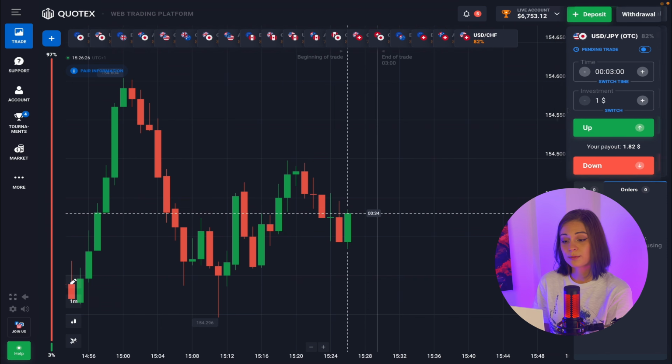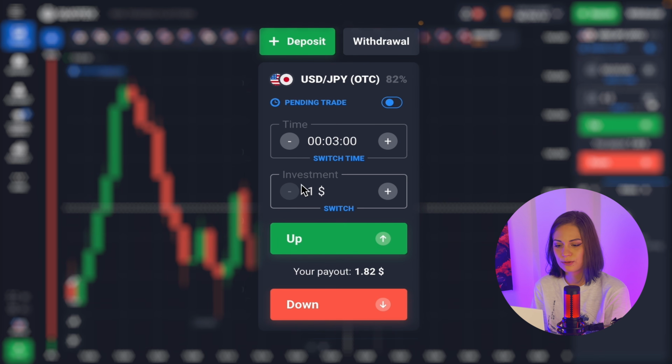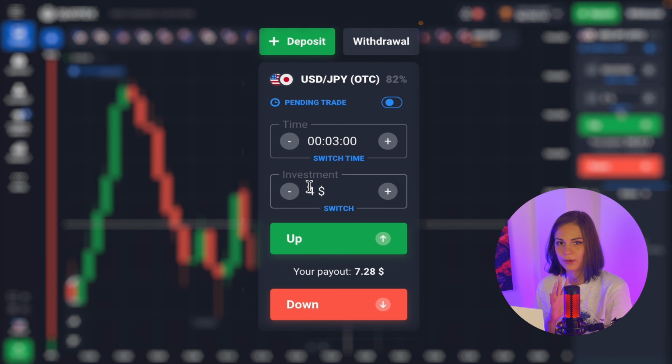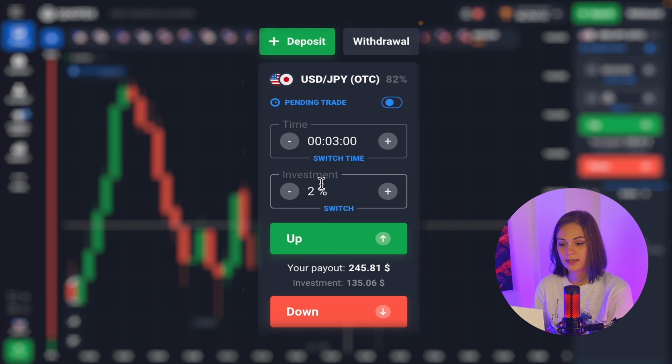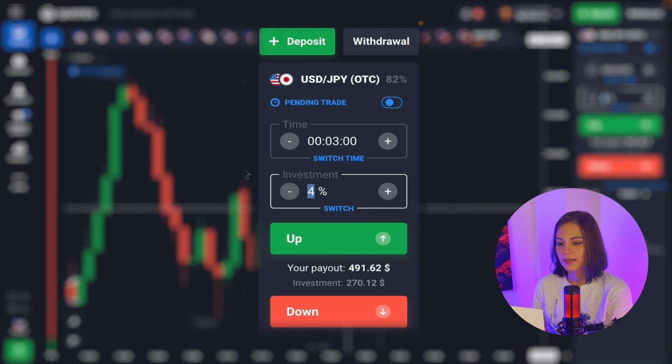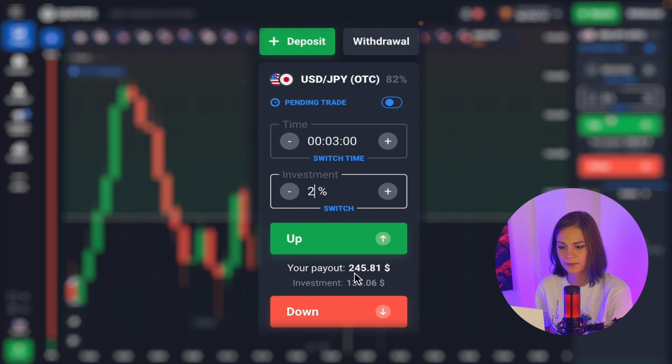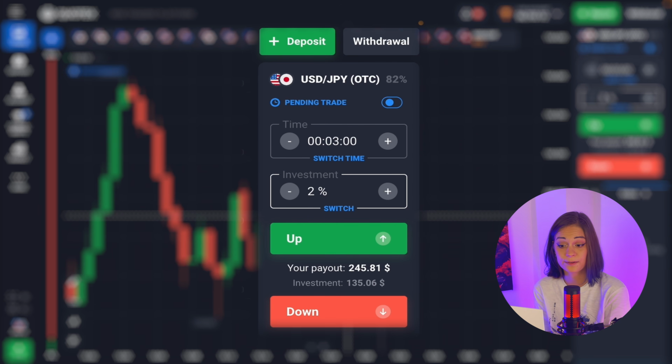And by the way, on Quotex, we have a really good feature. We can use not the specific amount of money, so you don't have to count. You can click switch and put percentages that you want to use. So usually, as you know, I use 2% at the beginning. In case of a loss, I up it until 4%. And with my deposit, for example, like 6,753, the first one is going to be $245, and if I lose the money, 4% is going to be $491.